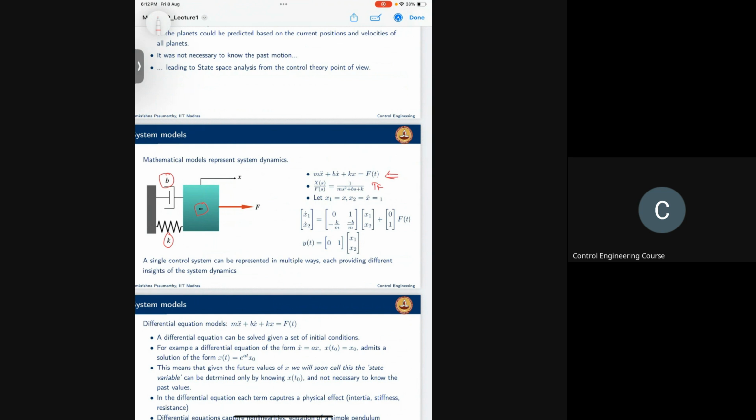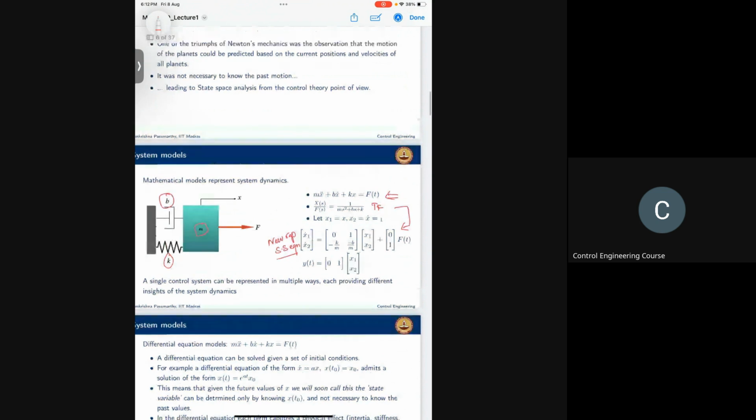Now we are introducing a new representation here in terms of state space equations. A state space equation can be written in terms of differential equations, or in a matrix form, just in the same differential equation form. Now, how can we convert this to this? How can we represent a system from a transfer function as a state space equation? That's what we are going to see.